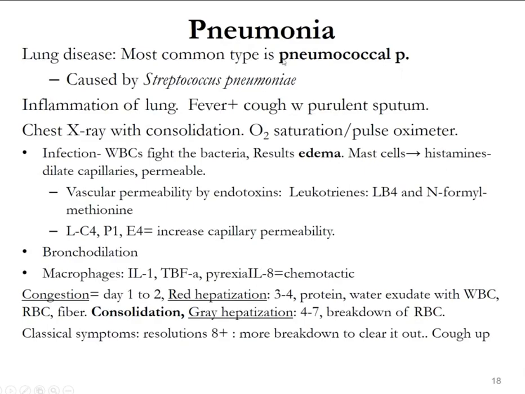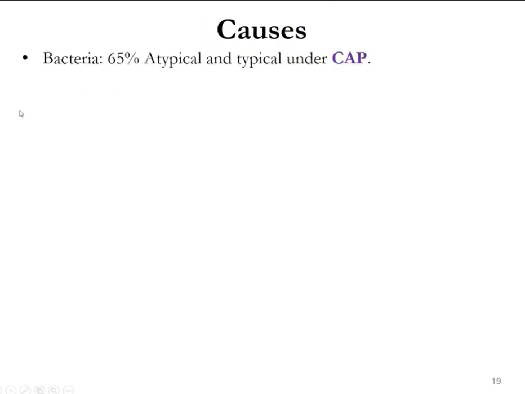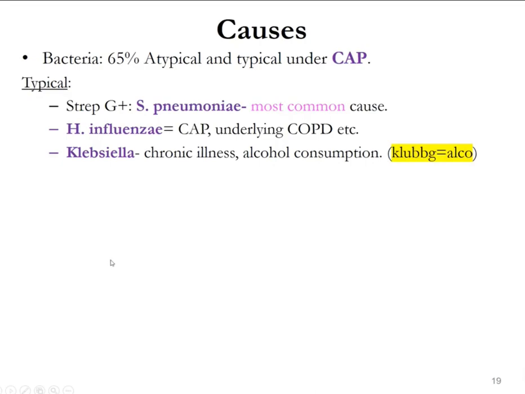Let's look at it. Pneumonia, these are the basic things you learn from other lectures. You can read all those. Causes: bacteria cause a lot of pneumonia. Out of that, 65% is atypical and typical, covered under community-associated pneumonia. So we are going to cover mainly bacterial pneumonia in this lecture. You learned everything, but this is a review part.